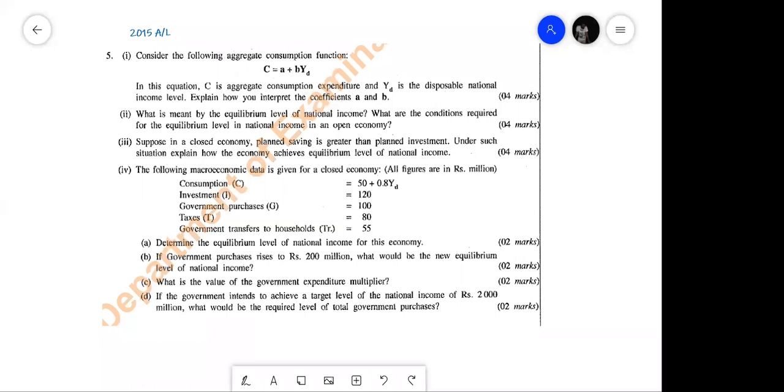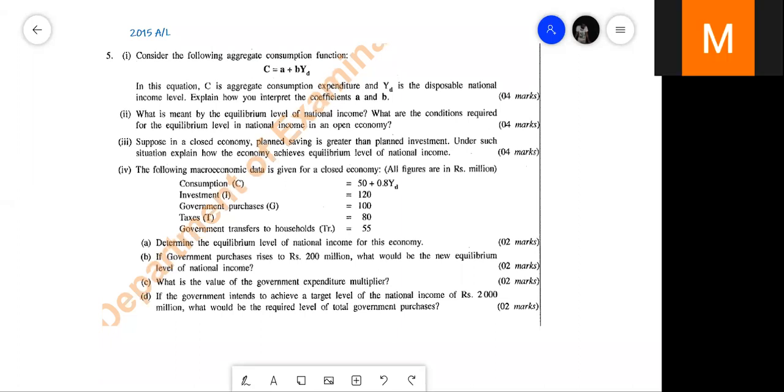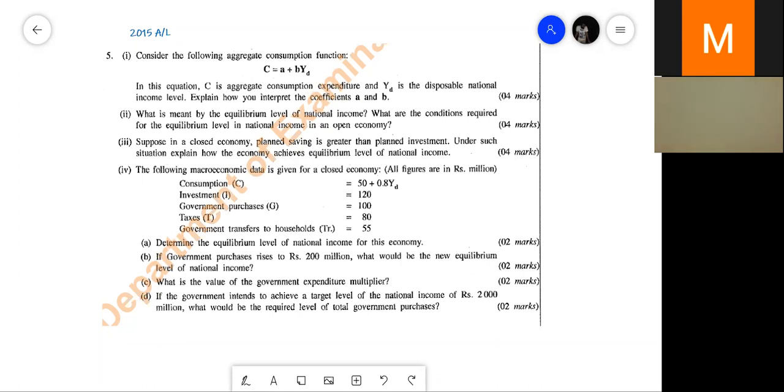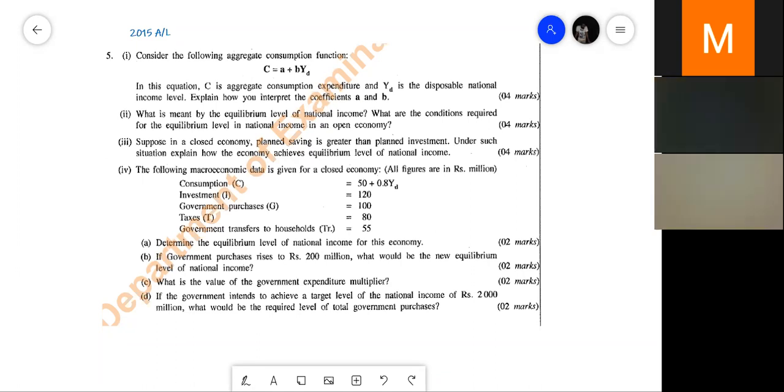We'll start with 2015, and we'll go up to 2020. We'll finish off the Unit 6 past papers today and ideally start from the grade 13 syllabus, that is Unit number 7, from next week. All right, so that is the plan for now.